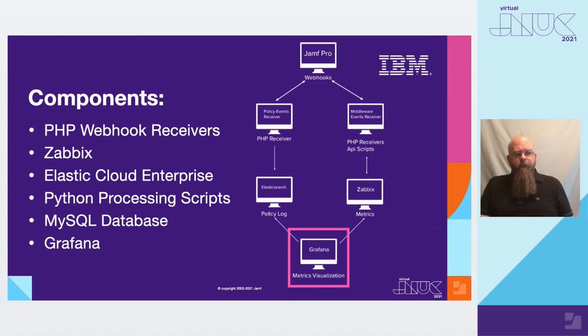To recap the workflow, Jamf Pro sends a webhook to a PHP receiver, and then it's processed using custom Python scripts for the middleware update, Zabbix counts, or Elasticsearch logging, depending on the webhook that we're processing.